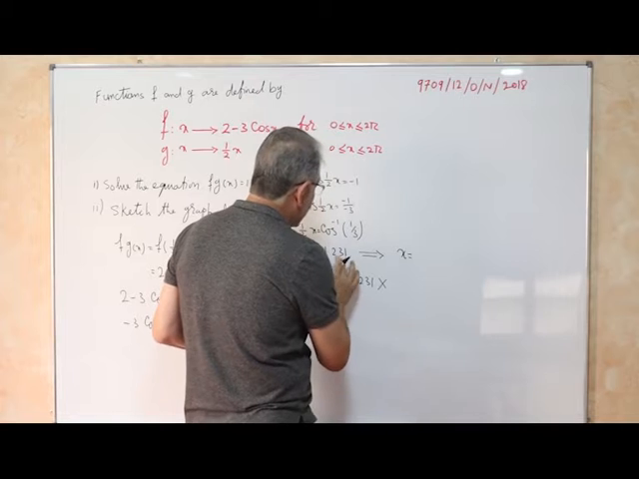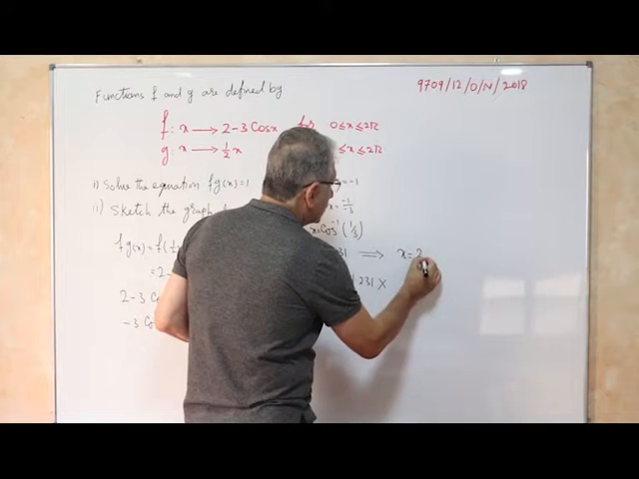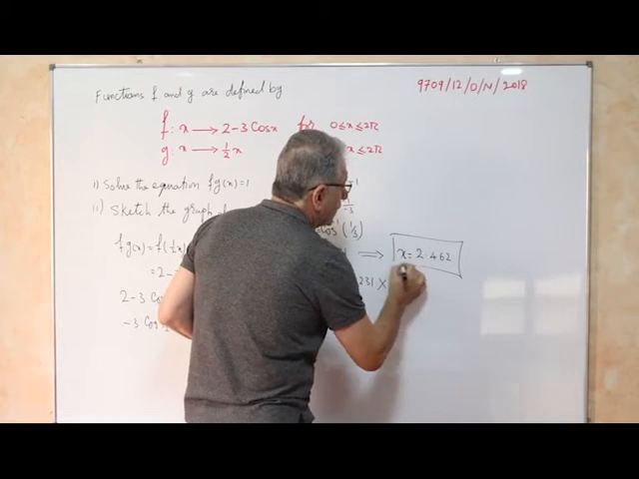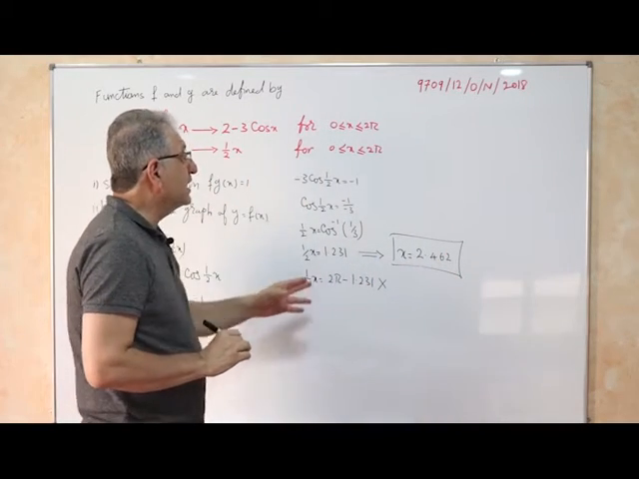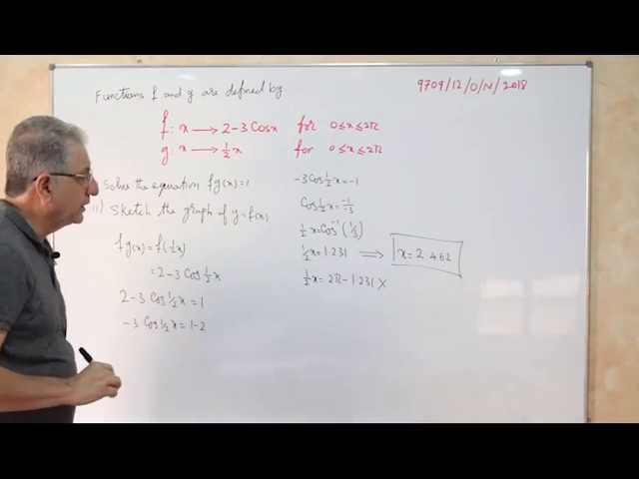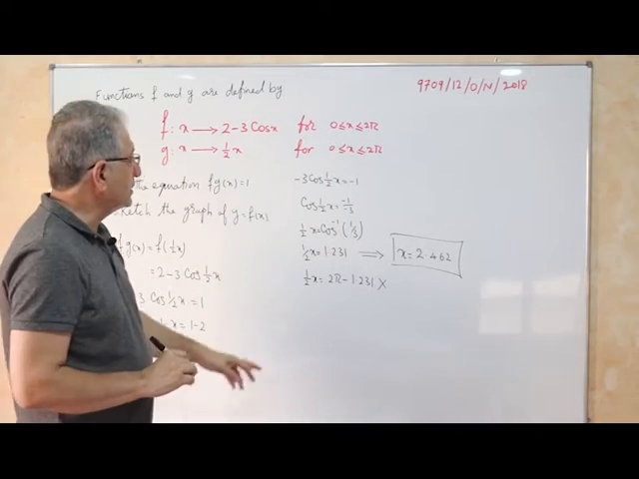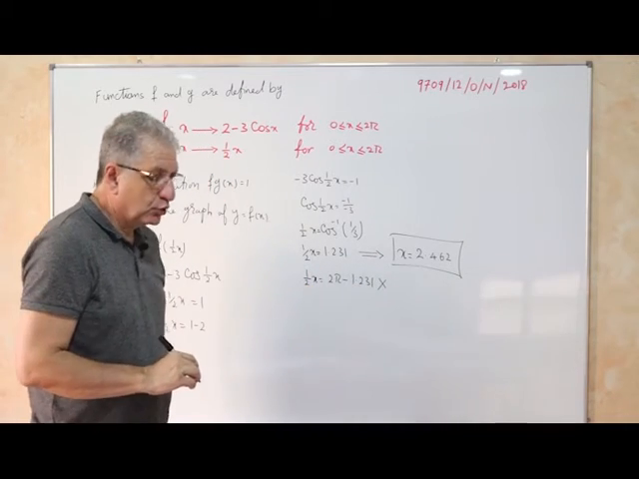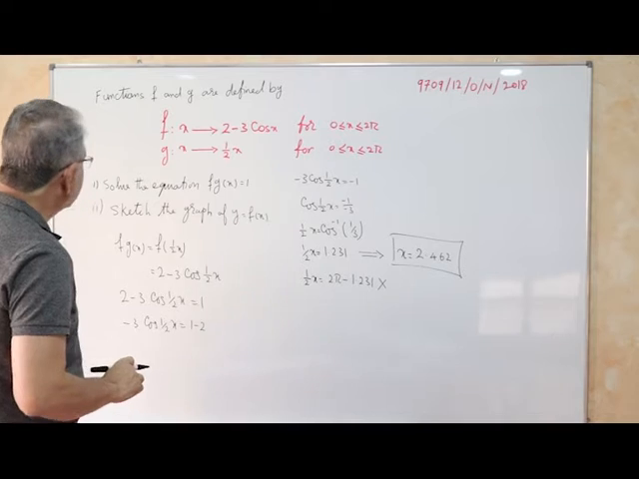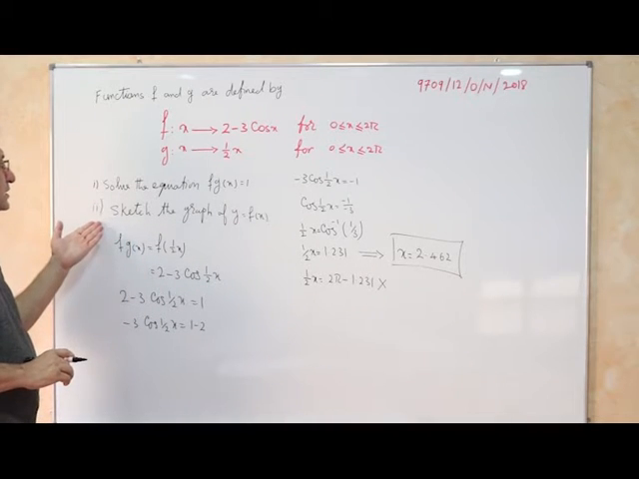X equal to 2 multiplied by this. We are going to get 2.462. Therefore, this is the only answer which falls in this range, 0 to 2 pi. So, this question has got one answer, x equal to 2.462.